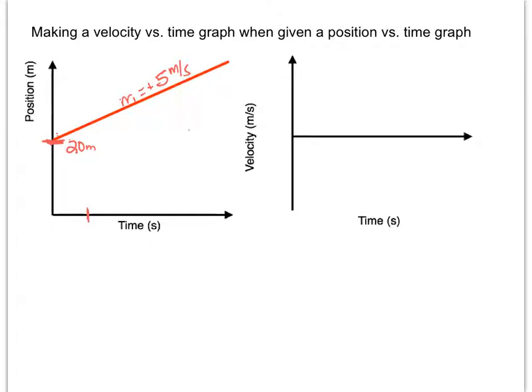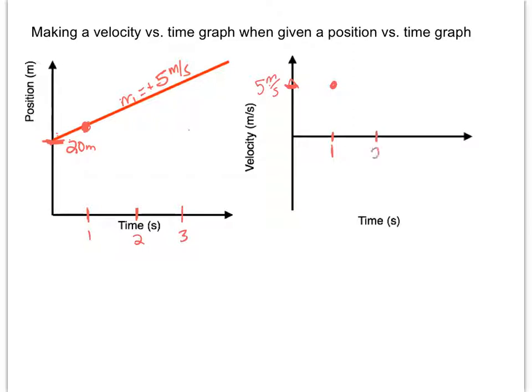I'm going to ask for 3 points here: 1 second, 2 seconds, and 3 seconds. Let's ask ourselves, how fast is it moving at 1 second? If you take a look at this line, you'll notice that at this point the slope of the graph is 5. Therefore, at 1 second, we're going to graph 5 meters per second here for a velocity versus time graph. We're going to do the same thing for 2 seconds.